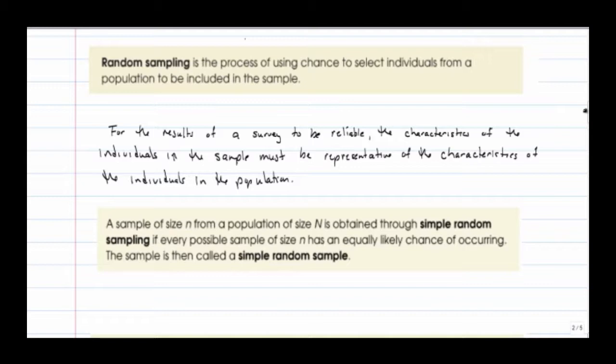So for the results of a survey to be reliable, though, the characteristics of the individuals in the sample, no matter how we collect that sample, must be representative of the characteristics of the individuals in the population.